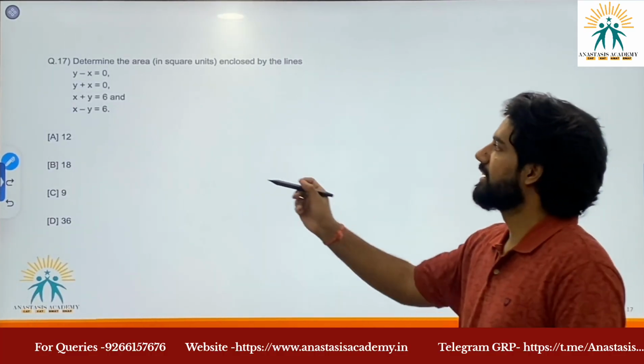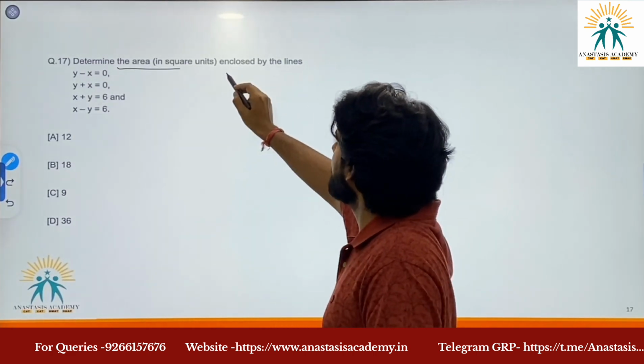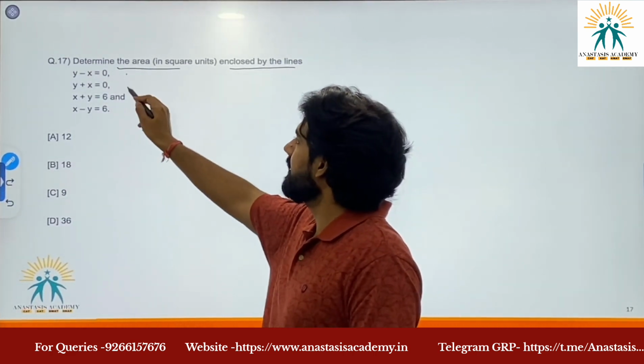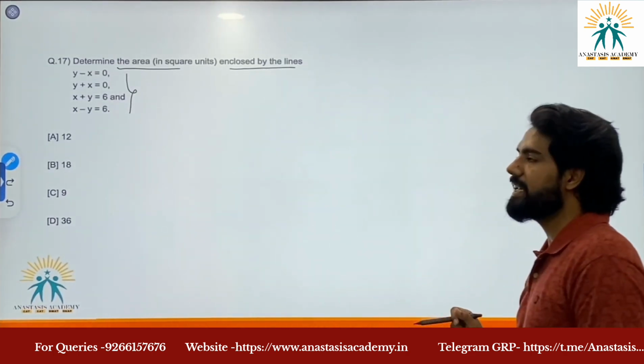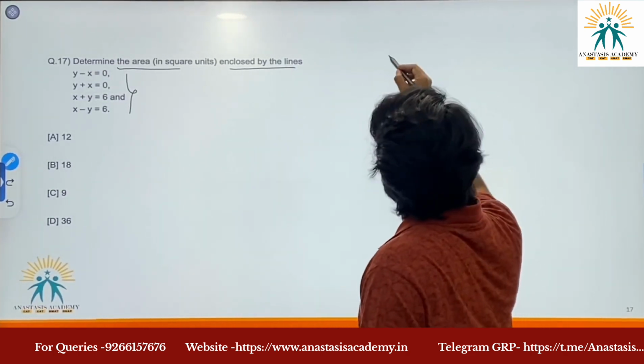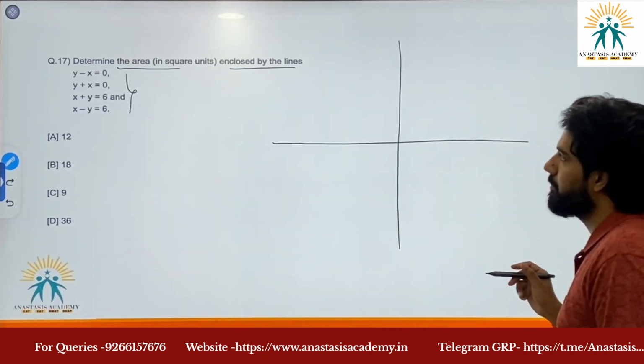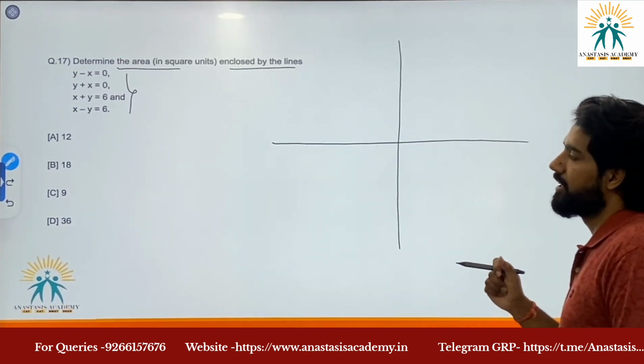Next question. Determine the area in square units enclosed by the lines. So these are 4 lines given. I need to find the area enclosed by these lines. So let's just plot these lines on number lines on Cartesian coordinates.